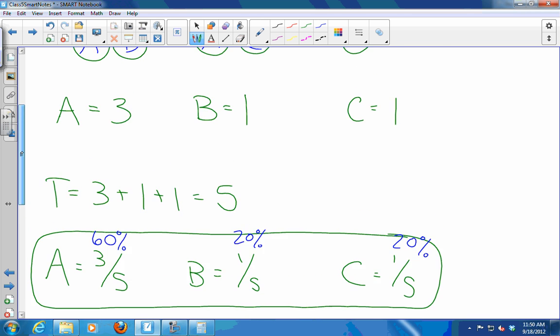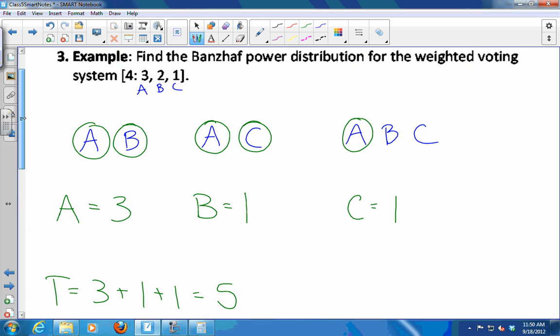So is that surprising, given the votes 3, 2, 1? A little bit, because 2 and 1 look like B and C would have different amounts of power, but it turns out they're equal.